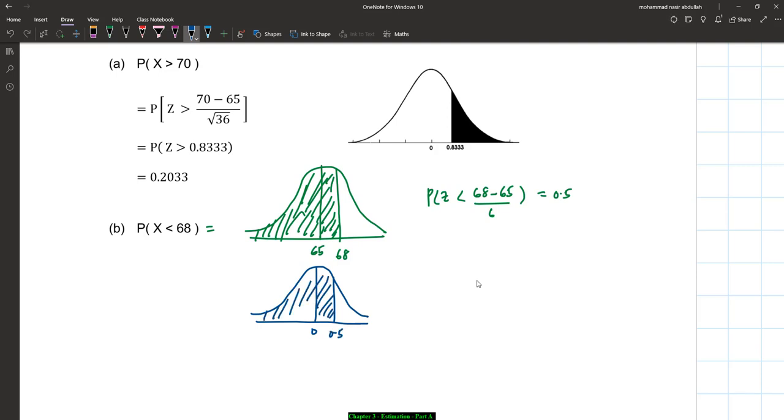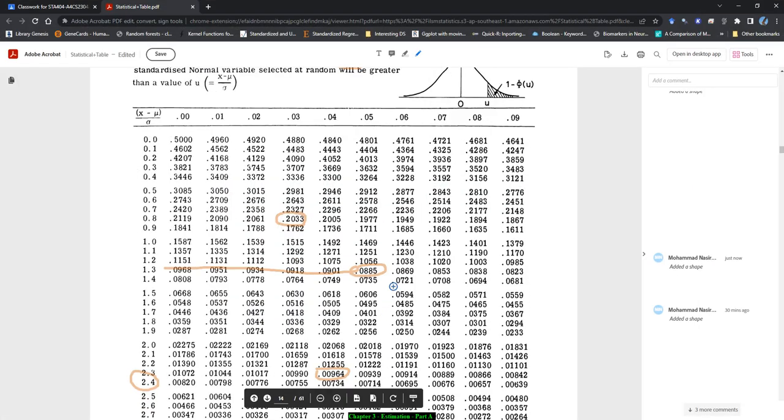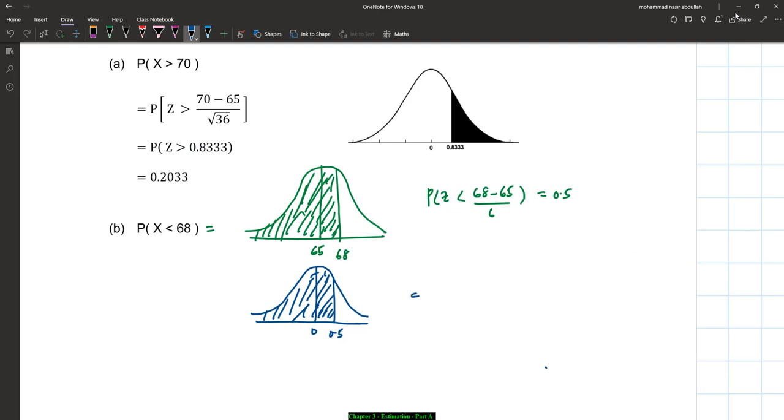Benda yang sama juga, but we want to make sure we understand, we draw in a proper manner. Probability of Z less than 0.5. Looking at the statistical table, this is the main source of our reference. The calculator is just to confirm our calculation. So 0.5 is somewhere here lah, 0.3085. So this one should be 0.3085 lah. So we can see the probability of x less than 68 is 0.3085.